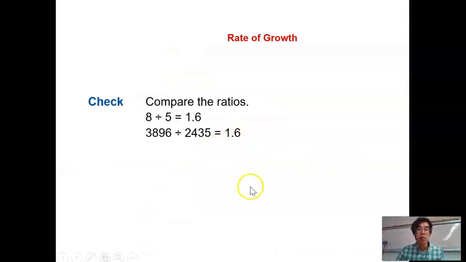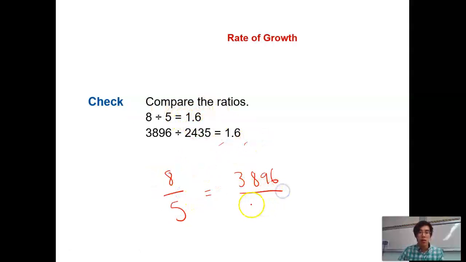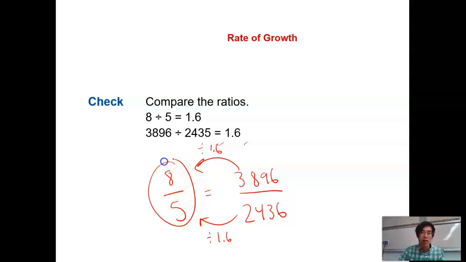You also can compare the ratios. So if you look at this, 8/5, and then 3,896 over 2,435, if I divide both sides by 1.6, top and bottom, you can get the same fraction here. So that's another way to look at that, to check your answer.